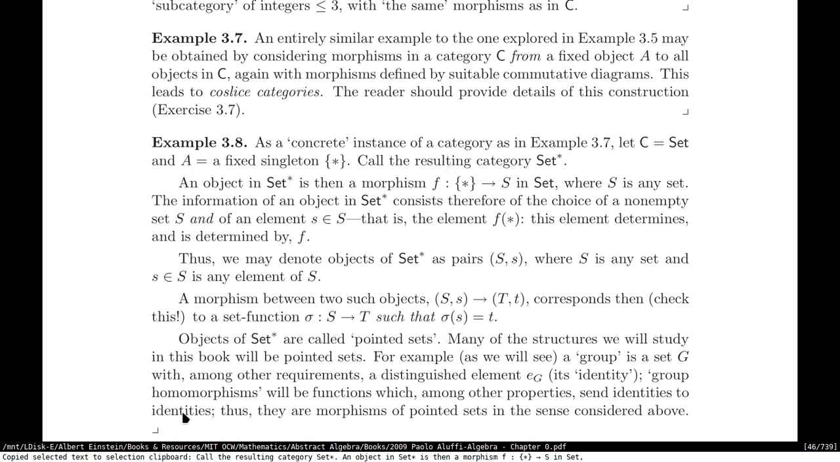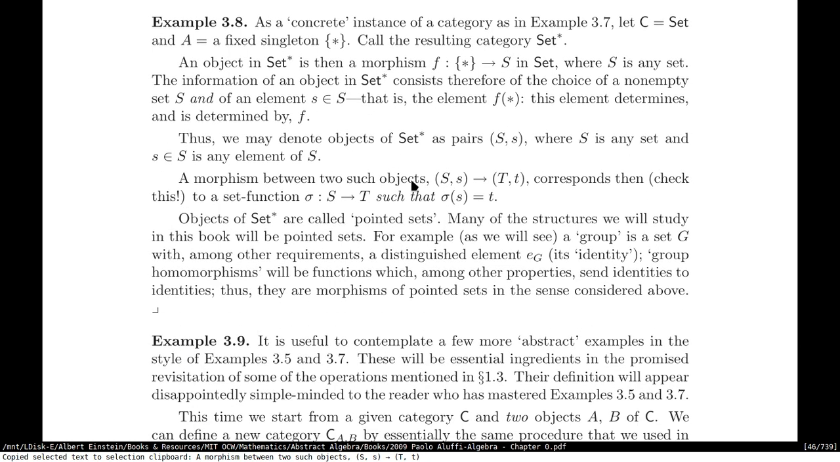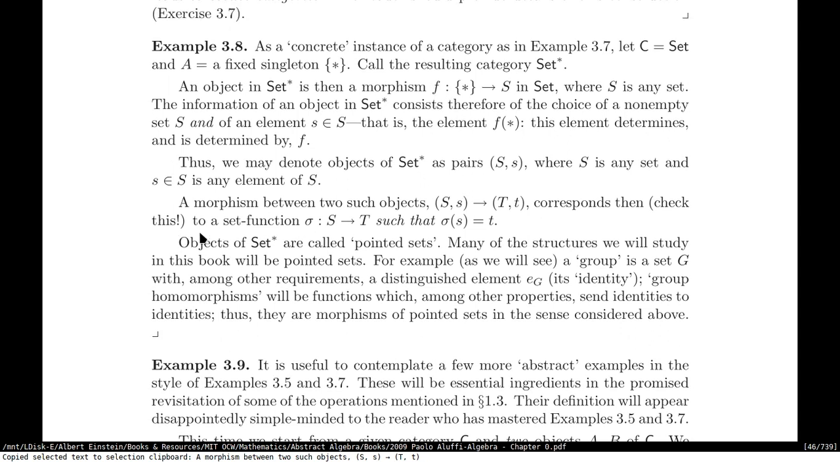And you can have a morphism between these objects, like (S, s) to (T, t). Again, you can try to check whether they satisfy the axioms. It's kind of straightforward; the identity is straightforward. The objects of Set star are called pointed sets, because the objects are sets with a specific point, which represents the object.